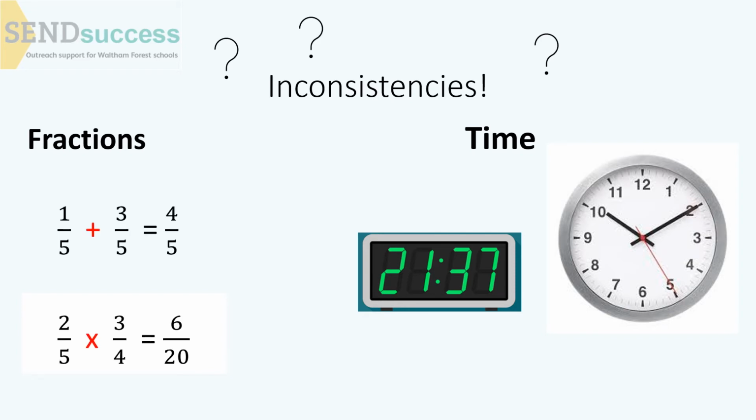They're often viewed as really problematic by many learners. If I just illustrate this with one example here, when we add fractions, we only add the top numbers or the numerators together and not the denominators, yet when we multiply them, both the numerator and the denominator are multiplied.